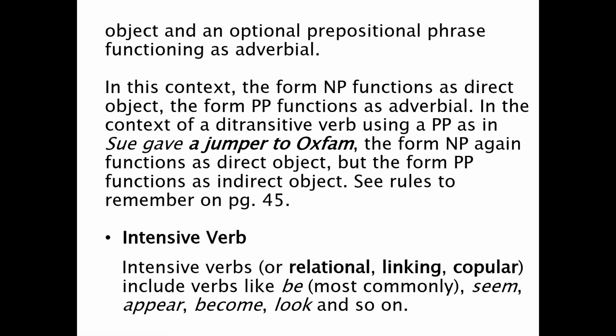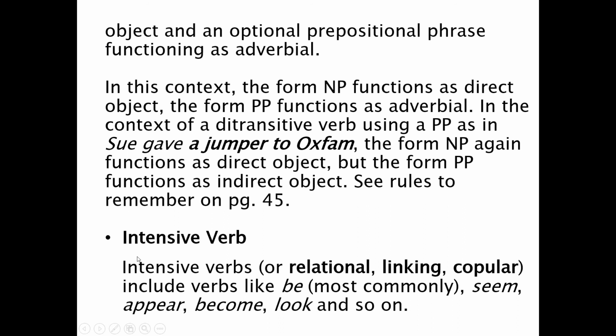The for prepositional phrase functions as adverbial in the context of the transitive verb using a prep phrase, as in the sentence, "I gave a jumper to Oxfam." Rami gave some money to his friend. The noun phrase again functions as a direct object, but the to prepositional phrase functions as indirect object.